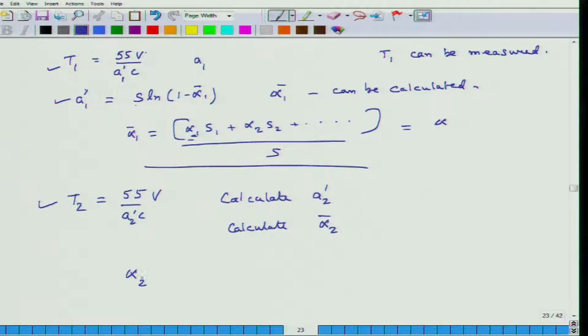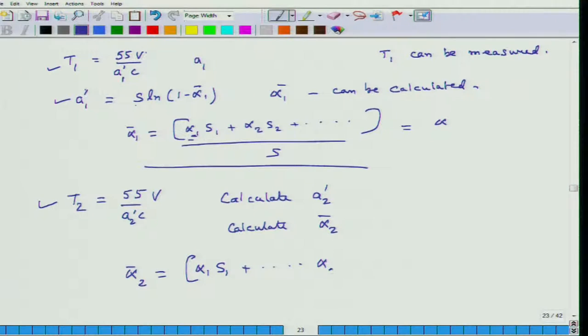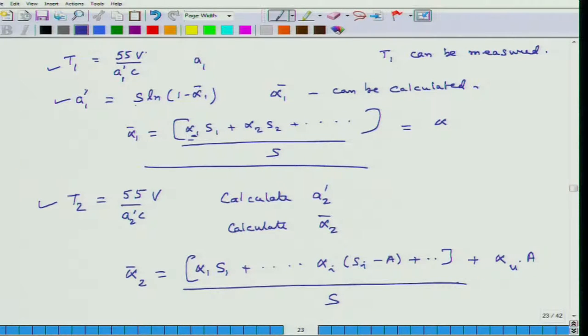So, what is alpha 2 bar? Alpha 2 bar is alpha 1 S 1 plus, there are all the surfaces, but then there will be one surface where, say, there is alpha i for the ith surface, and S i minus the area of the material, plus all other terms, divided by S, plus alpha unknown times A. So, I know all the terms in this equation.